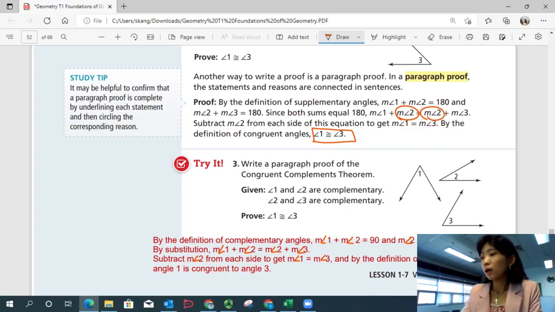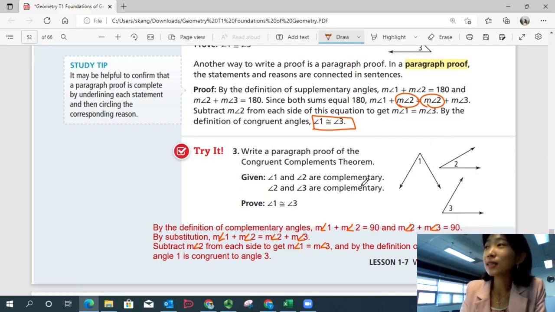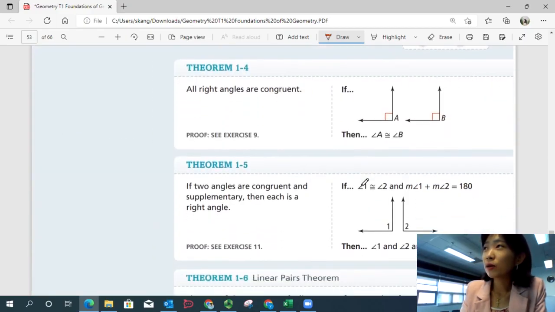Okay. Are we ready for more theorems and proving? Now we're just getting started. More practice. Let's get more practice. All right, we get more theorems.